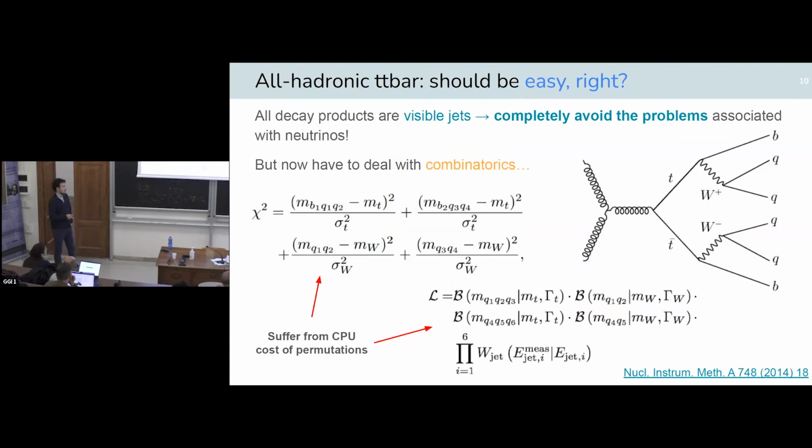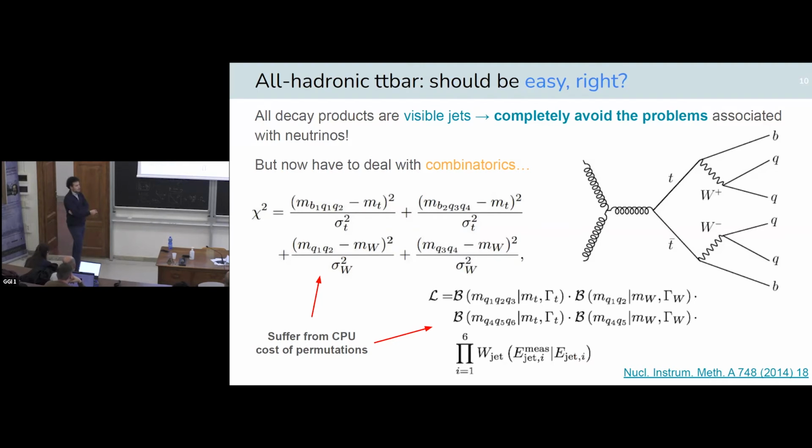So in the all-hadronic tt̄, this should be quite easy because we don't have neutrinos, we just have visible jets. Everything is measured in the detector, so we can avoid all those problems that I've discussed so far. The problem there is that you have to deal with combinatorics. So you have jets in your events, at least 6 jets, possibly way more. And then you need to pair them up into triplets that you assign to the top or into doublets that you assign to the W.